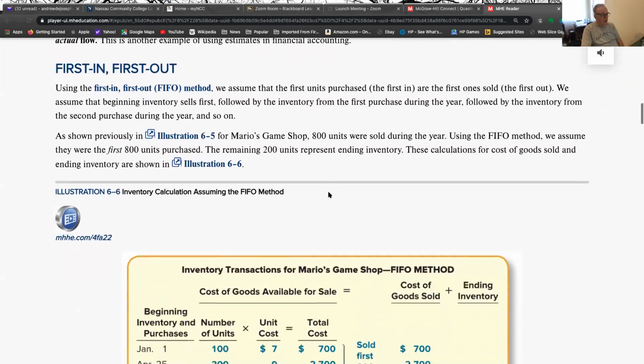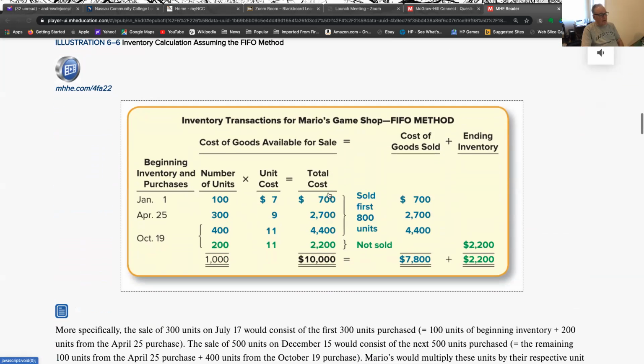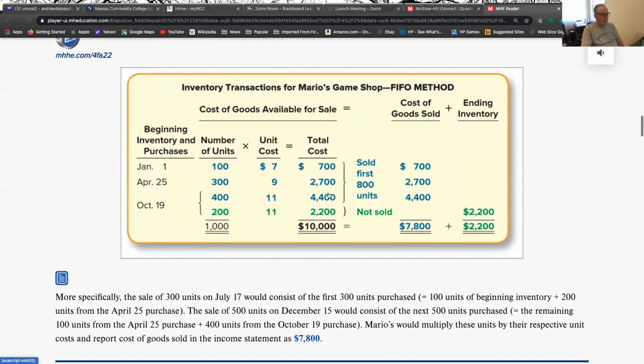Now let's look at what they show you. It's not that what they're showing you is wrong. It's just a little complicated. See, they're showing you on a unit basis what was sold. So what I'm telling you is concentrate on calculating this number, this 2,200, and then what's cost of goods sold. It's 10,000 minus 2,200 is 7,800.